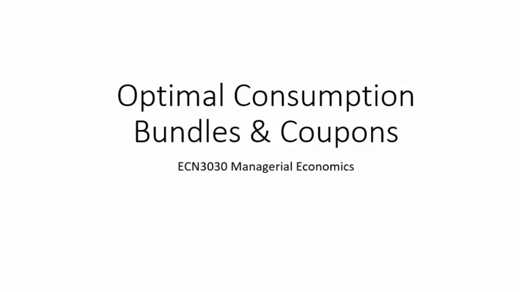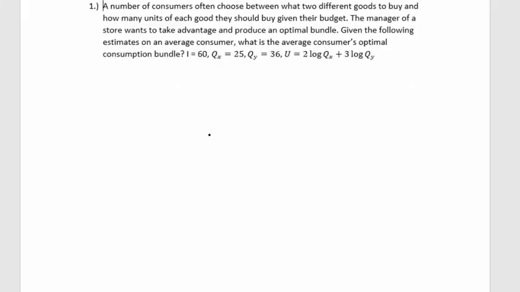In this video, we will be discussing optimal consumption bundles and how coupons can affect a consumer's decision-making process. With this problem, we're given that consumers often choose between two different goods to buy and how many units of each good they should buy given their budget. The manager of a store wants to take advantage and produce an optimal bundle. Given the following estimates on an average consumer, what is the average consumer's optimal consumption bundle?